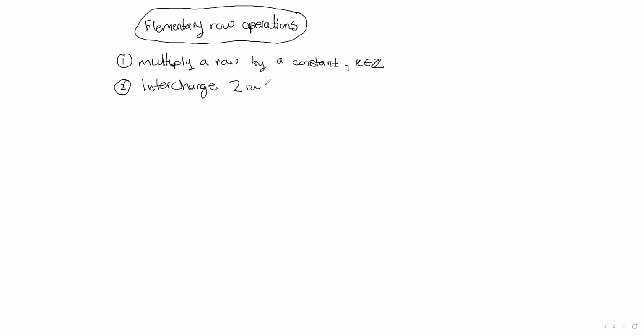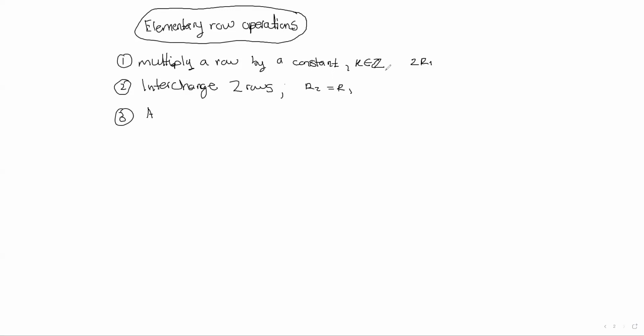And then the last one, we add... okay, multiplying a row, it's like, for example, you have, let's say 2. You want to multiply a row by 2. So it's going to be 2 times R1. And then interchanging of rows, it's just making maybe row 2 equal row 1, something like this.